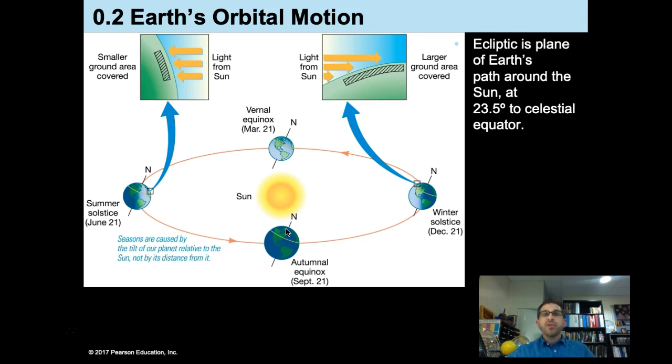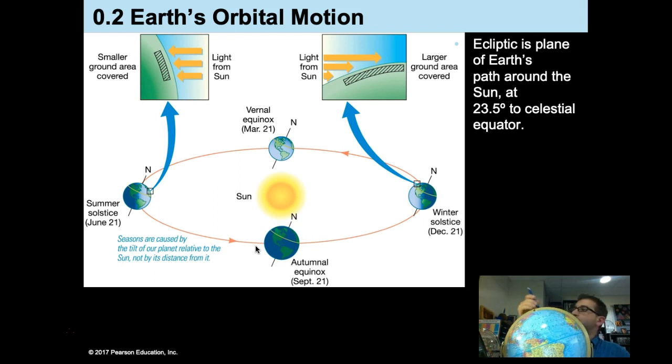Now, as the Earth goes around this path, which we call the ecliptic, what we end up having happen is the Earth and its axis are not at the exact same orientation as the path it moves around the sun. And if you've ever noticed, the globes are actually set up this way. Many globes at least are.